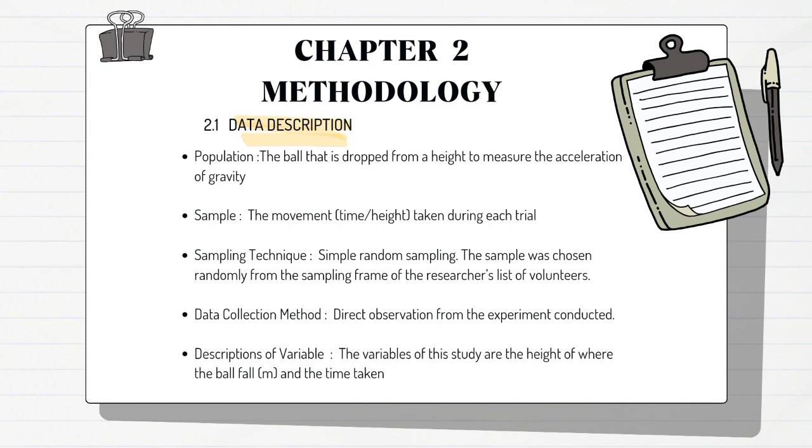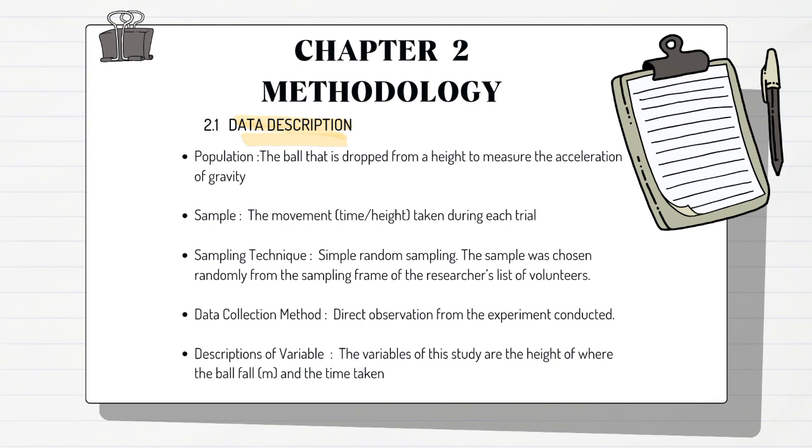First one is data description. Data description contains population, sample, sampling technique, data collection method, and the last is description of variable. Population for this study is all the ball drops from a height to measure the acceleration of gravity, and the sample for this study is 30 different movement heights taken during each trial. We're going to use systematic sampling technique for this study, and data collection method is direct observation from the experiment conducted.